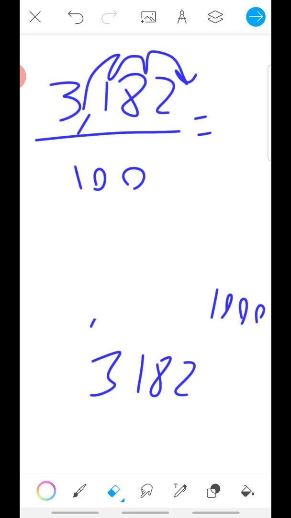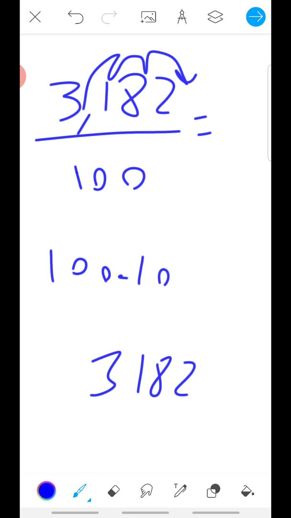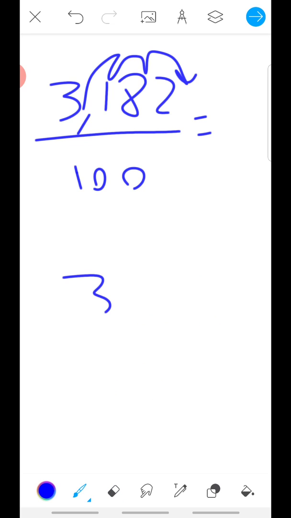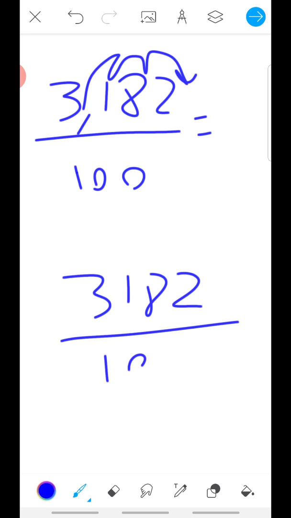And then we also have to do the same thing with the 100. So you do 100 times 1000, which is equal to a 1 with 5 zeros after, which is equal to 100,000. So that means that our fraction would be 3,182 out of 100,000. Okay, now to simplify it.